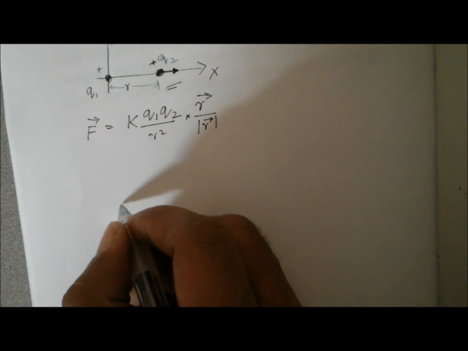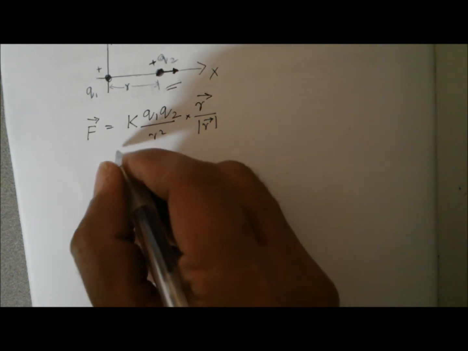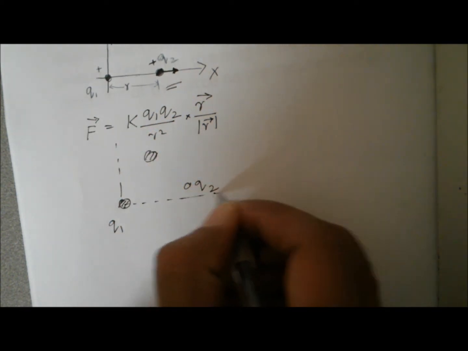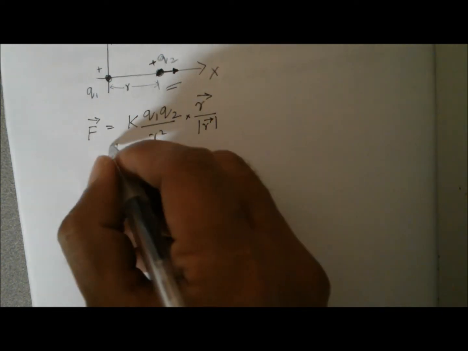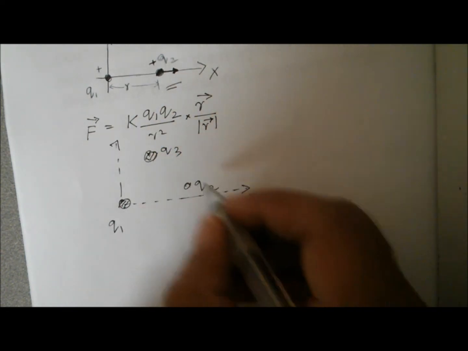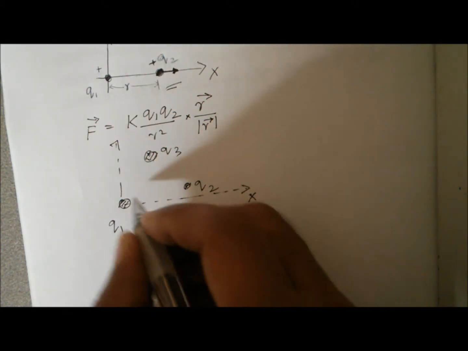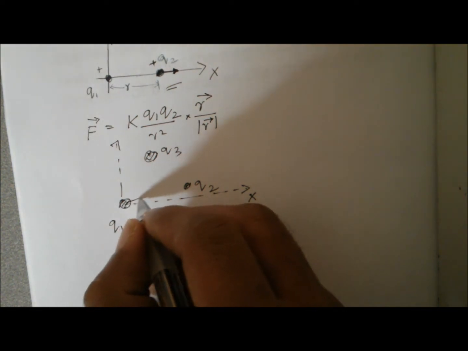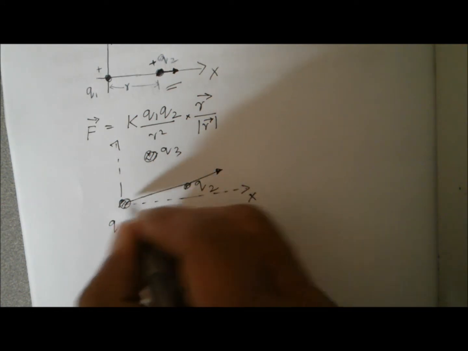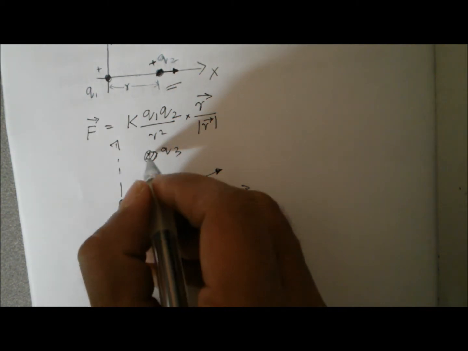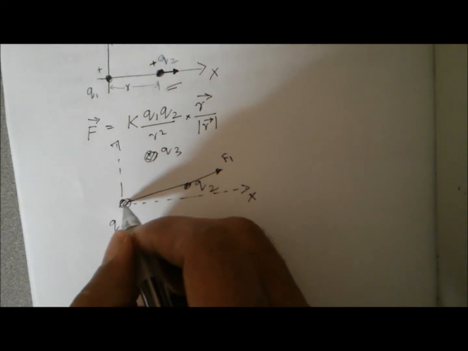Let's say we have three charges, q1, q2 and q3 lying in the space, and we have arbitrarily chosen q1 to be at the origin of this two-dimensional axis. Now let's say we want to find out the force on charge q2 due to q1 and q3. How to solve this problem? We join the line q1 and q2 and we find out the force on q2 due to the charge q1. Let's call this force F1, the force on q2 due to the charge q1.